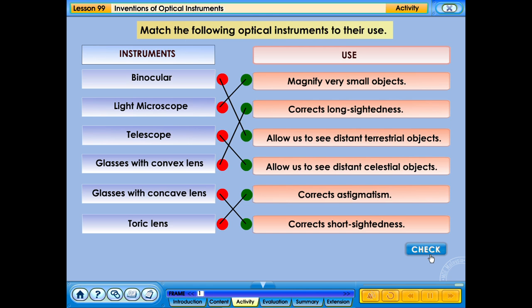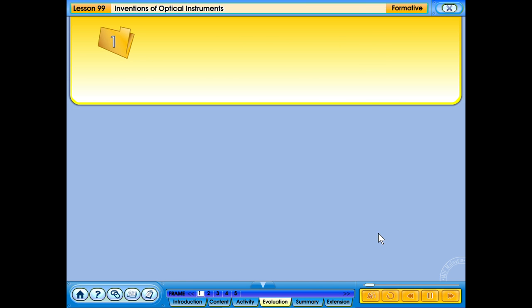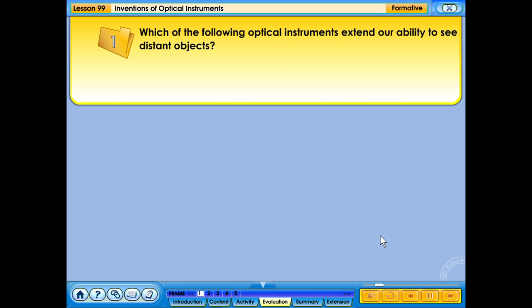Your answer is correct. Click on the correct answer. Which of the following optical instruments extend our ability to see distant objects? 1. Microscope, 2. Telescope, 3. Binocular, 4. Spectacles.